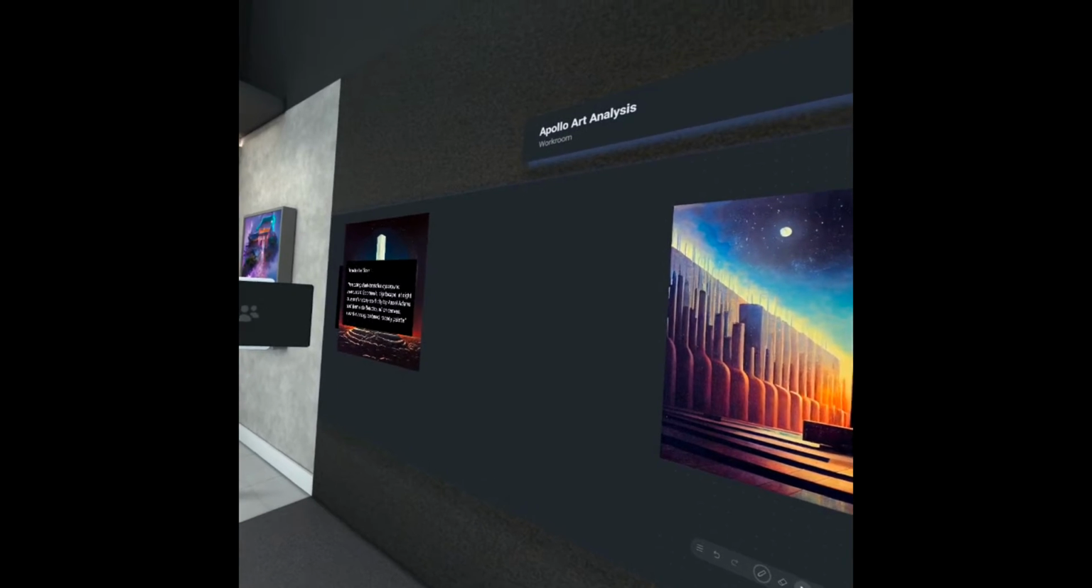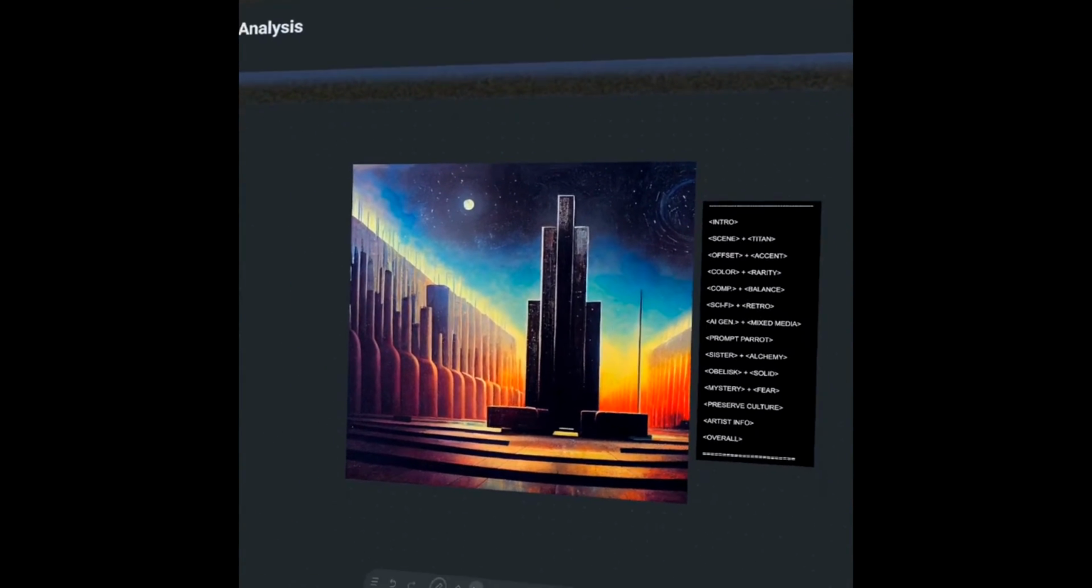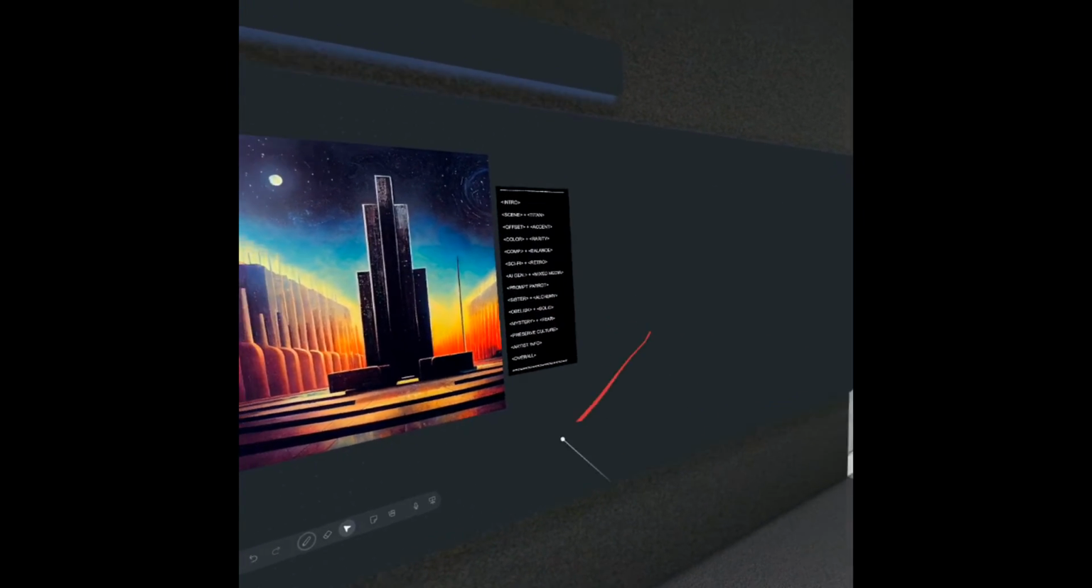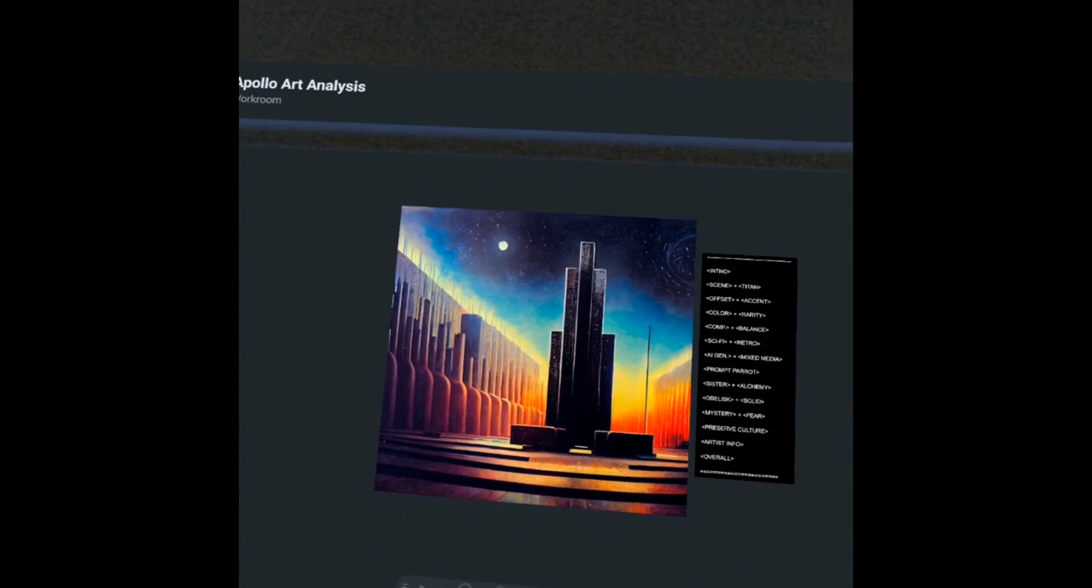Probably one of the most unique pieces I've ever seen, especially with that prompt. I have never seen anything like that. So Stephen Young is really doing an amazing job.